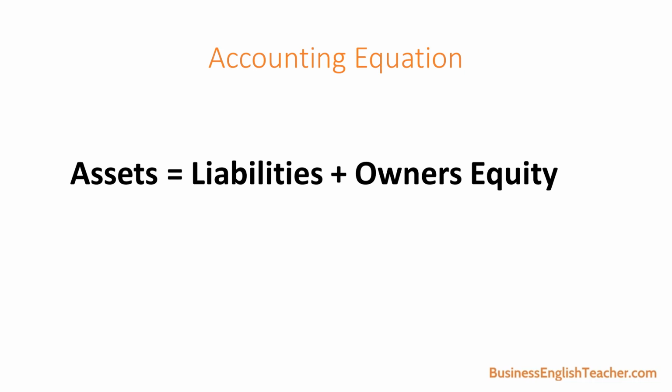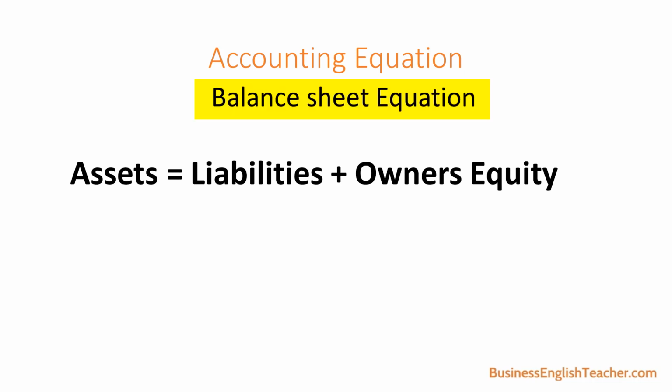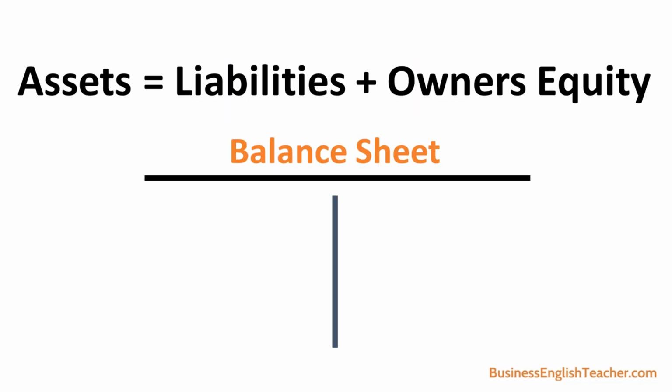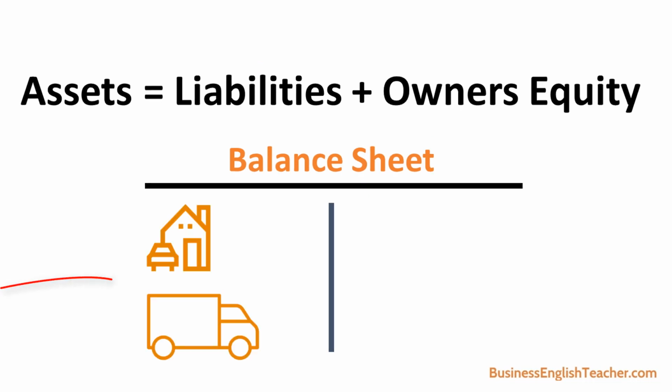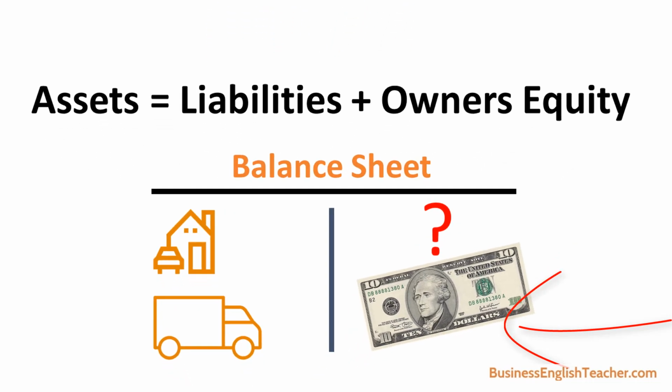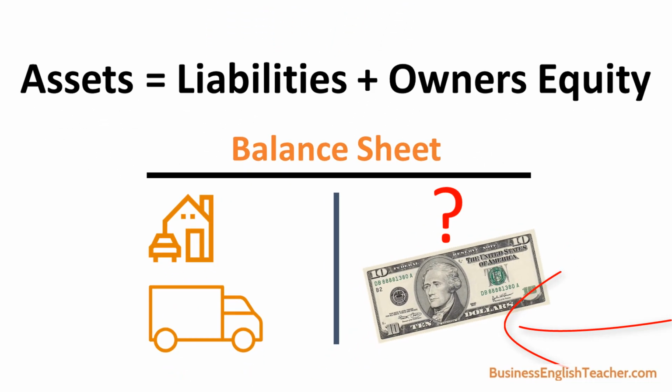Sometimes it's also called the balance sheet equation because the balance sheet of a company is made with this equation. On the left side of the balance sheet are all the assets that a company owns. The right side of the balance sheet answers where the money came from.